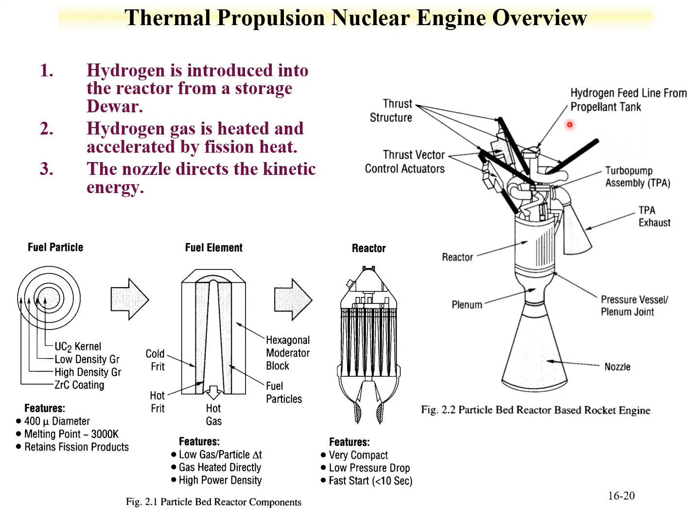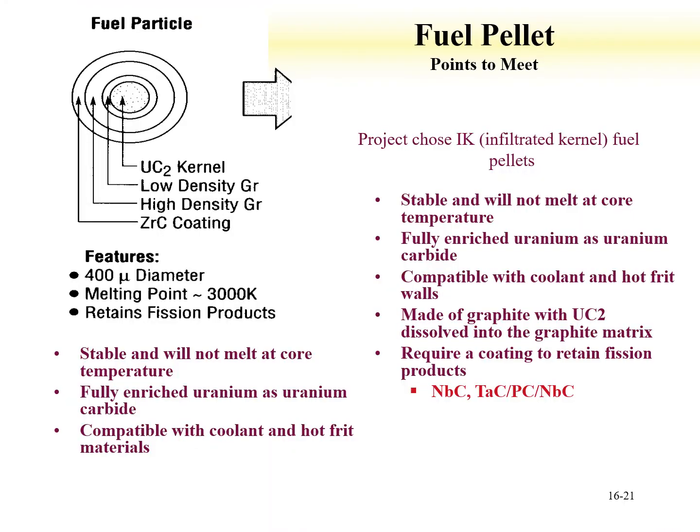The assembly, the reactor is placed here. The gas would be passed through. Here's your hydrogen feed tank. It passes through the reactor and passes out the nozzle, propelling the rocket forward. Again, the fuel particle that is proposed for this system is very similar to the triso type of fuel: relatively small diameter, high melting point, and it retains the fission products.